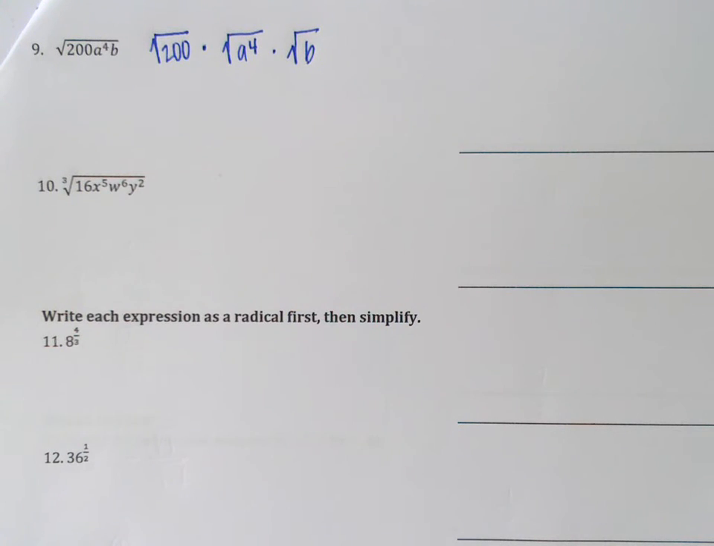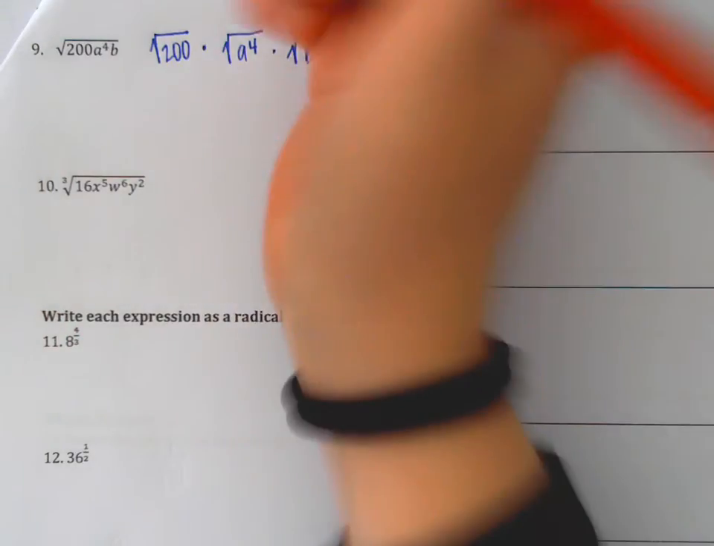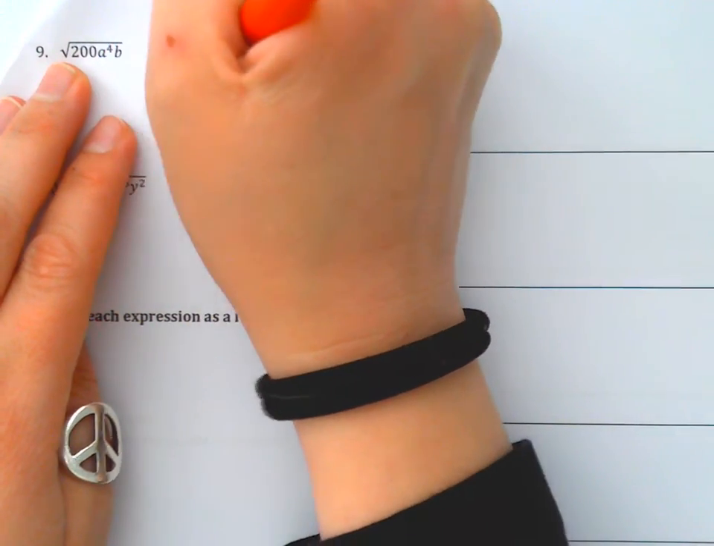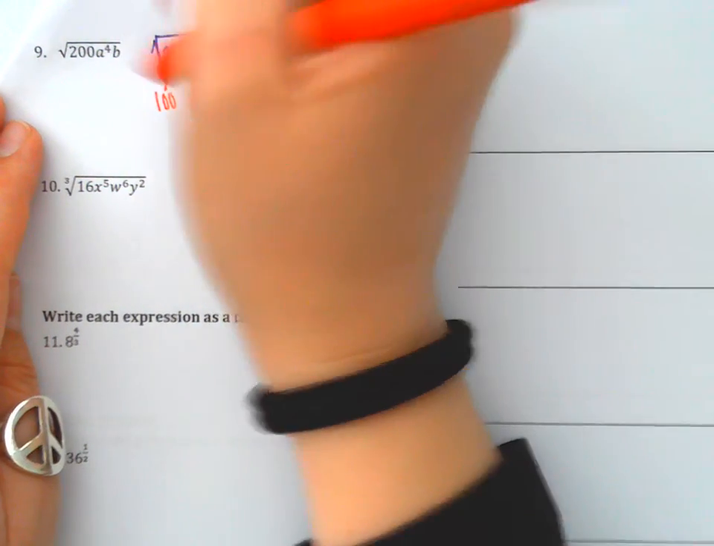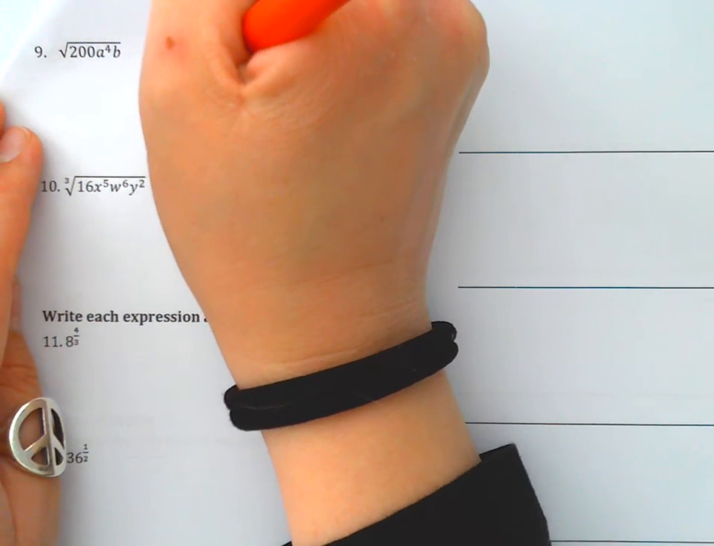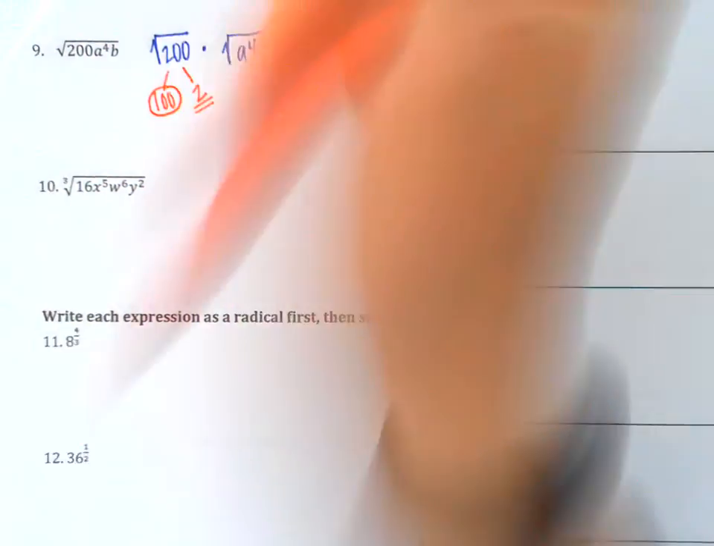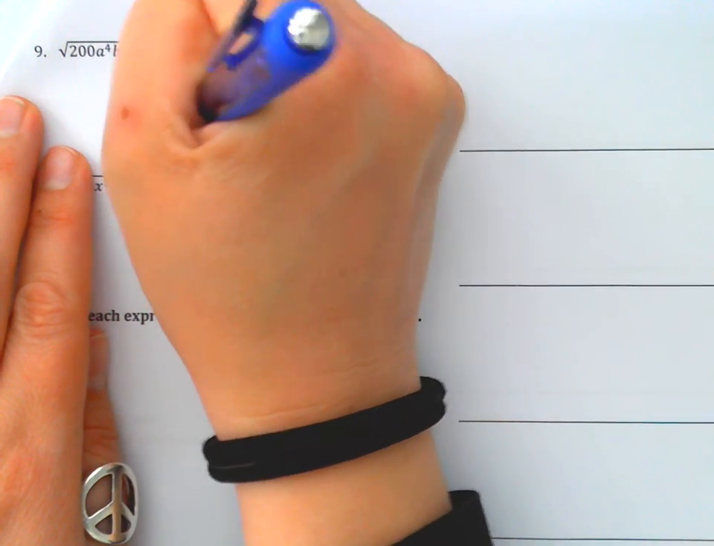Well, hopefully you're thinking, I know, it's 100. 100 times 2 is 200. And we know the square root of 100 is 10, and then 2 is going to be left on the inside. So that can simplify to be 10 rad 2.